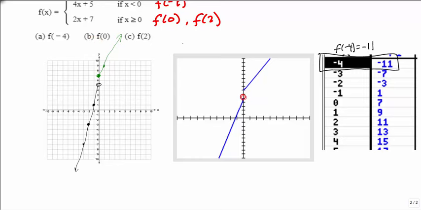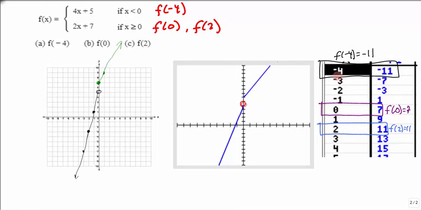Okay, now next, f of 0. Well, I can look right on my table, and I see f of 0 equals 7. Okay, and then I can also see right over here at 2, f of 2 equals 11. So that's the table values.